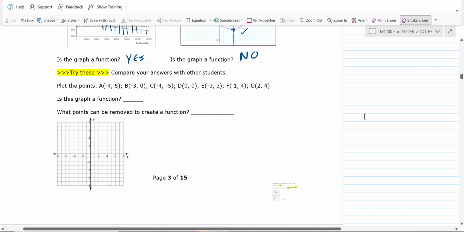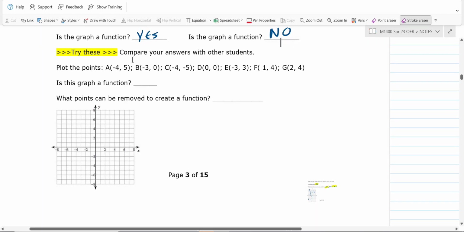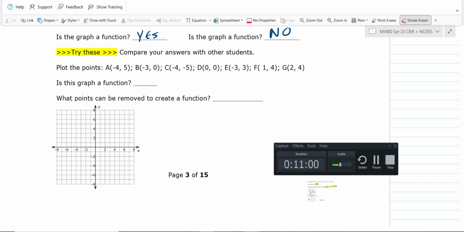Okay, now I'm going to go ahead and move down to the bottom of the page, and I want you to do this problem yourself. Plot the points, just to make sure that you know how to plot points, and then ask yourself, is this a graph of a function? If it's not a function, are there any points you could take away that would make it into a function? Okay, so we'll again pause the video, work these problems out, and then check.